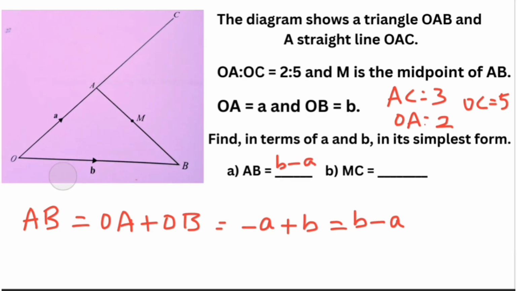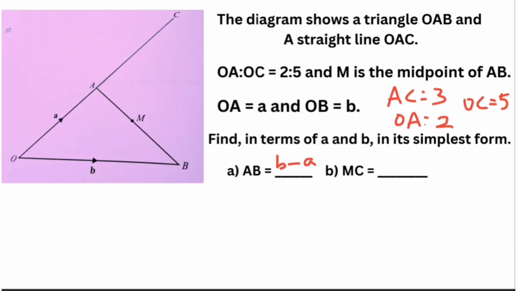Now we need to find MC. Before finding MC, first you have to observe where M is. M is the midpoint of A and B, isn't it? So how can you find MC? Let's observe here. So this is the midpoint of A and B that we know.